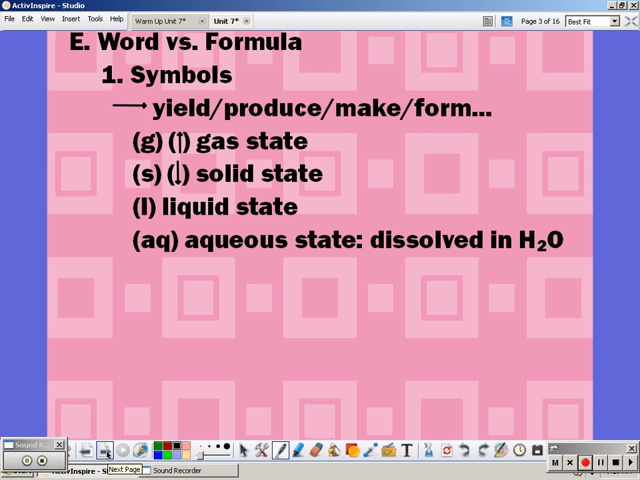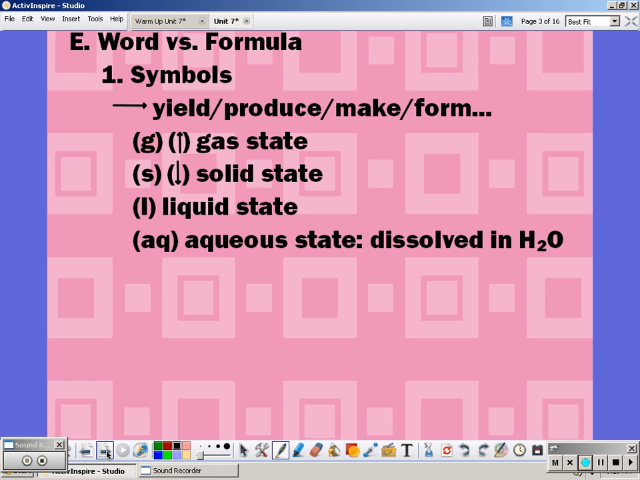When we write a reaction, there's several symbols that we can use. The arrow means yield, produce, makes, forms, turns into, becomes, decomposes into, is synthesized into. There's lots of different words we can use there, and it just means that you're going from your reactants to your products. So the things that are on the left of the arrow are always reactants, and the things that are on the right of the arrow are always our products.